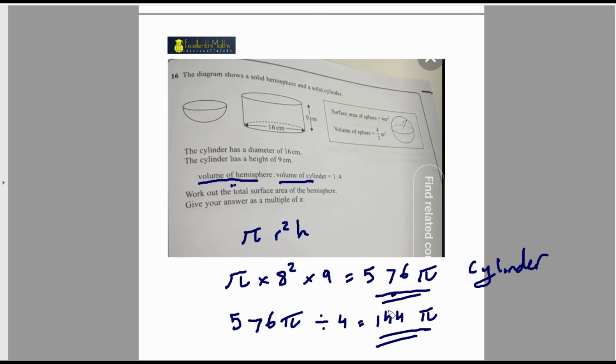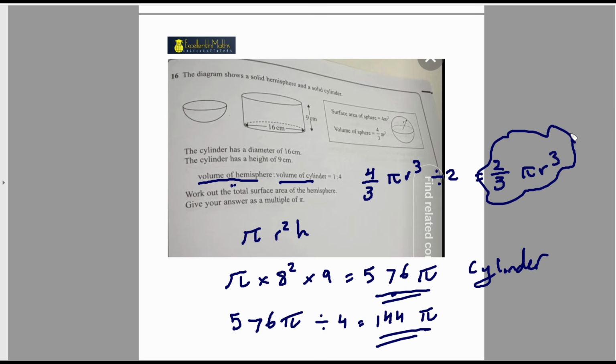So I need to make that equal to the formula for the volume of the hemisphere. The volume of the sphere is 4/3 pi r cubed, but you need to divide by 2 to get the volume of the hemisphere, which makes it 2/3 pi r cubed. So that's the formula for the volume of the hemisphere, and you need to make it equal to that.